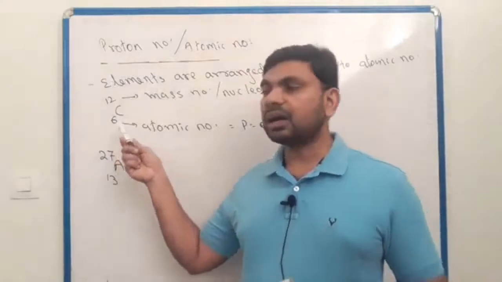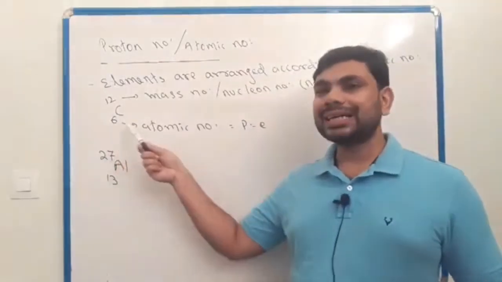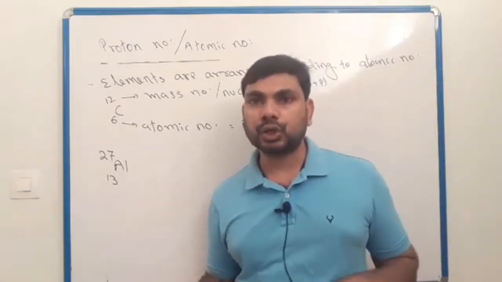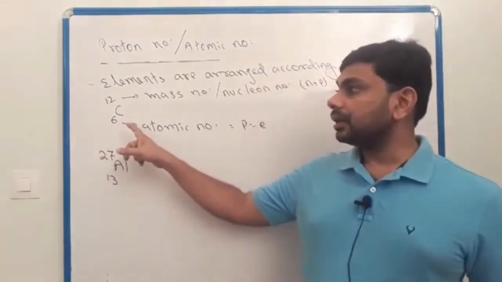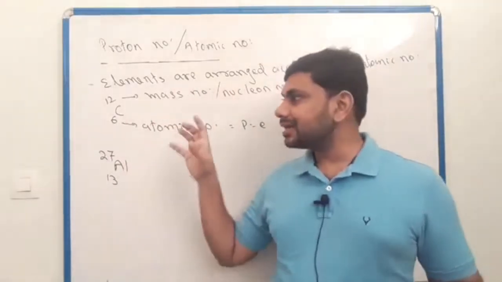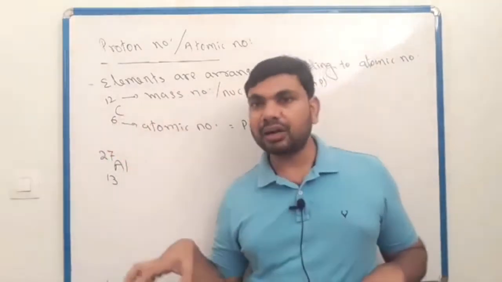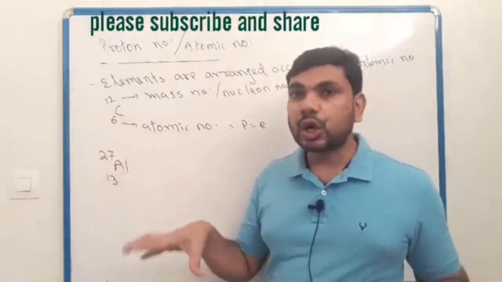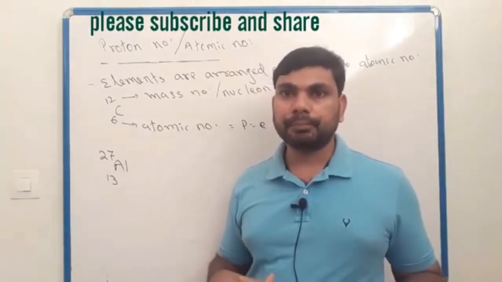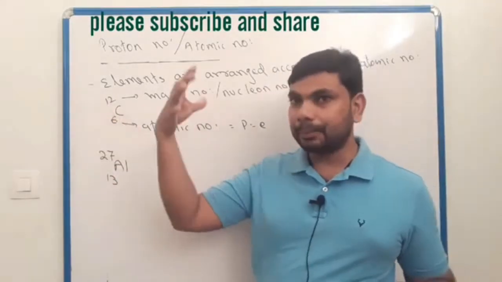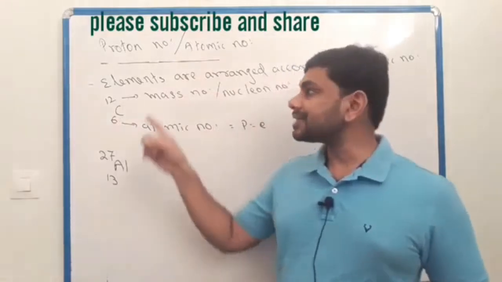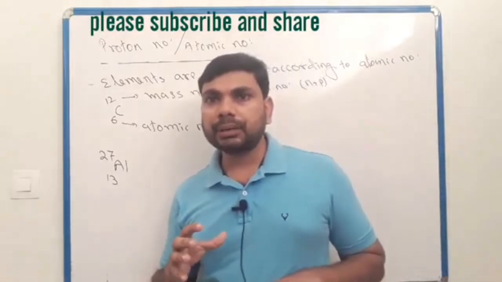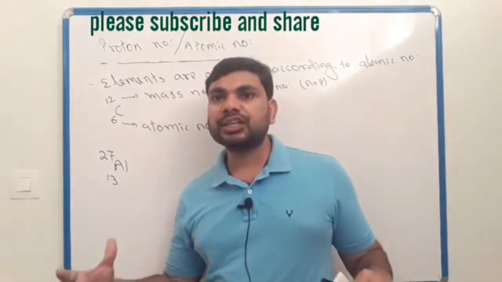Here, carbon 6, 12. This 6 is called the atomic number, or proton number. Proton number means the number of protons inside the nucleus of carbon, which is 6. Here the lower number is always the atomic number or proton number. The higher number, here 12, is the mass number. Mass number is also called nucleon number.